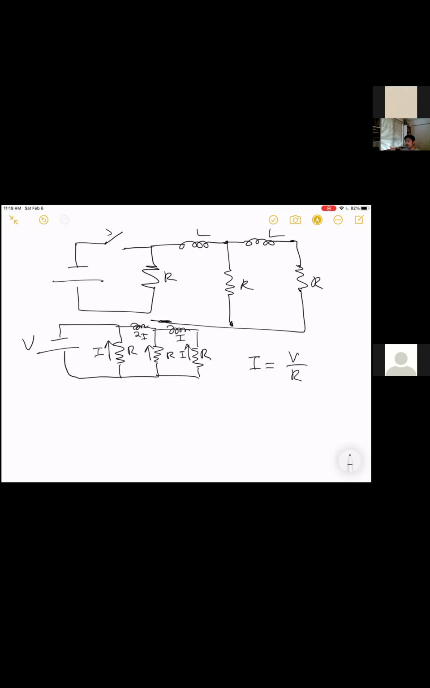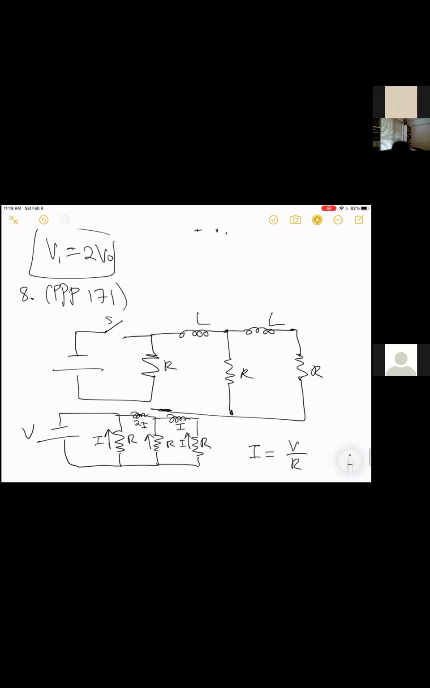What will happen is that the inductors and the resistors will do an LR circuit decay, and they'll decay away the current. So right when the switch is opened, the inductors will maintain their same current values. In this case, the inductor is still holding 2I and I of current. So by Kirchhoff's law, this resistor would have I, this resistor would have I, and this resistor would have 2I.